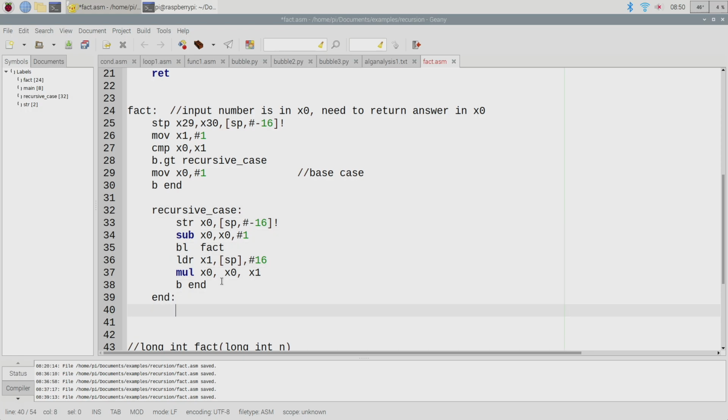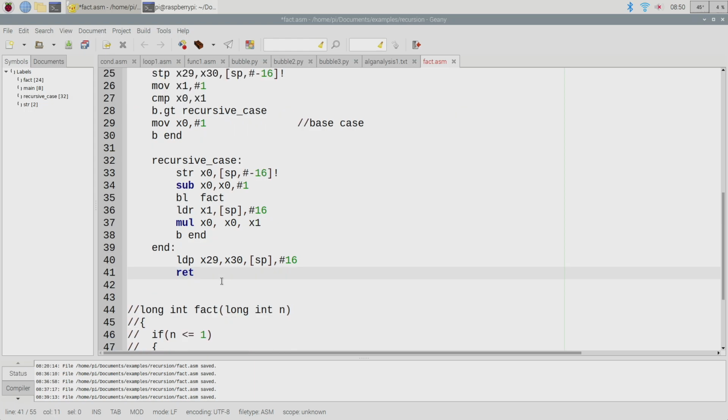Okay, I'm going to make a new label called end, which is going to load the pair back off the stack, and then have the return. Both cases need it. So I could have put a copy of this here and another one there. That would have been acceptable. Or I could have just done it once. Does that kind of make sense?